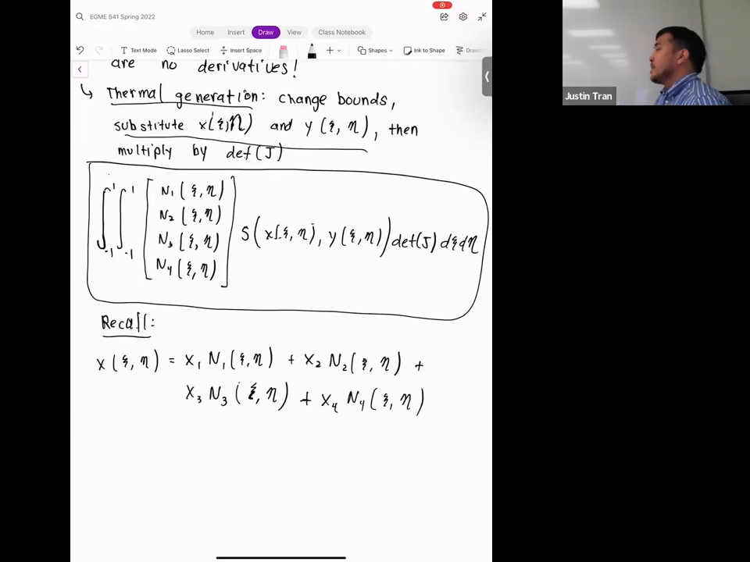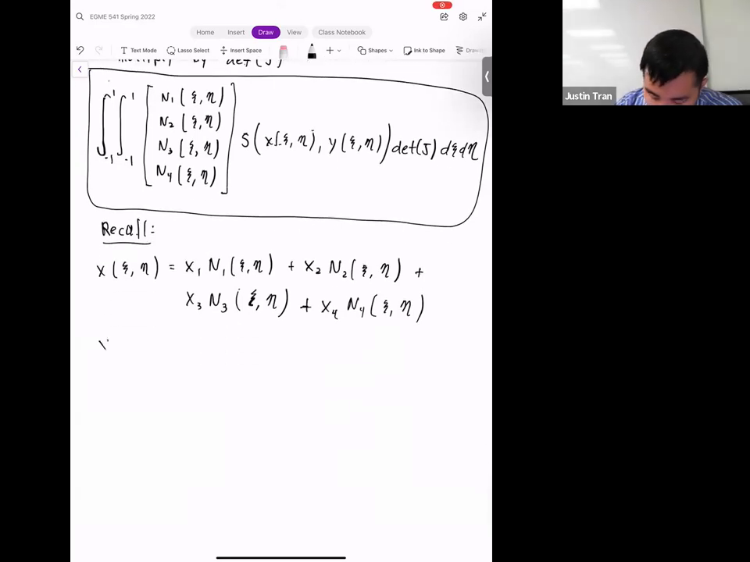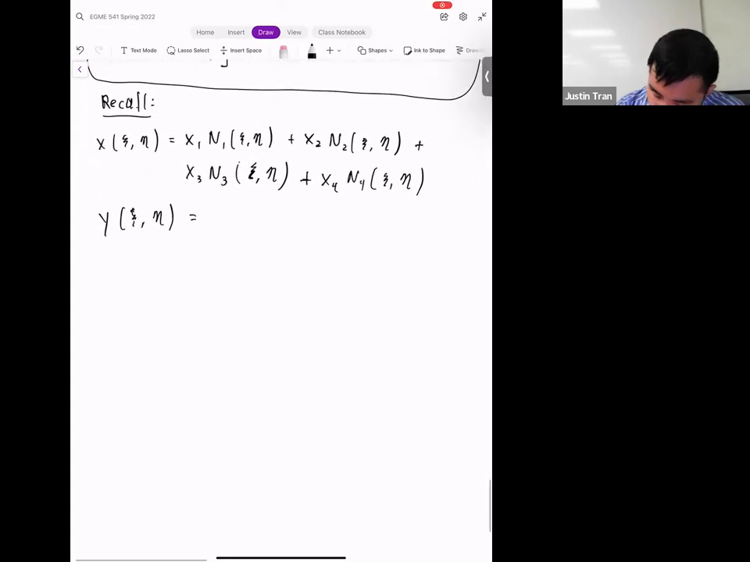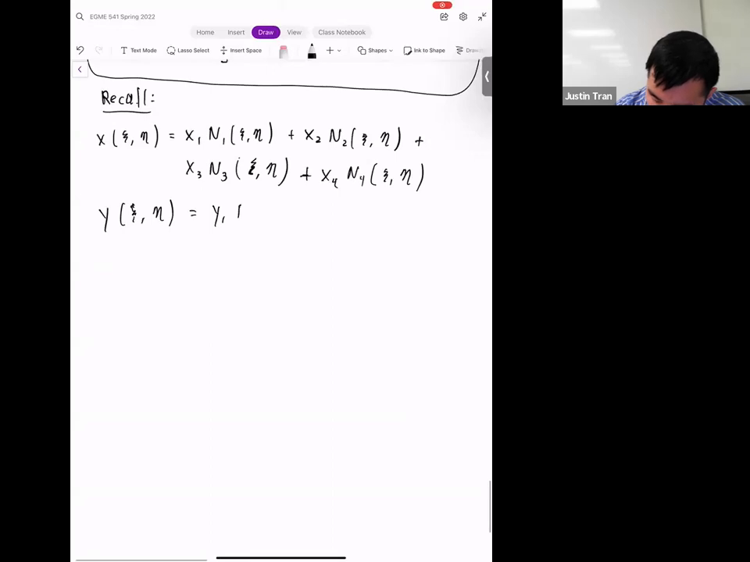Right, and so the way we obtain this is we just use our shape functions and we use x1, x2, x3, x4. Remember, x1 through x4 are the physical x coordinates of our original element. Our original element belonged in physical space, and so each of those nodes had their x coordinates. And same thing for y as well. So y of epsilon and eta is equal to y1 N1 plus y2 N2 plus y3 N3 plus y4 N4.